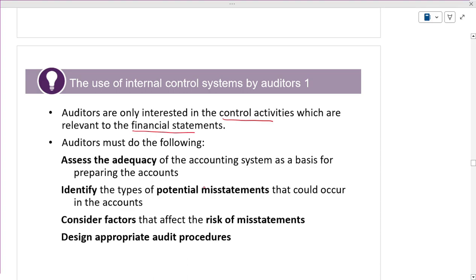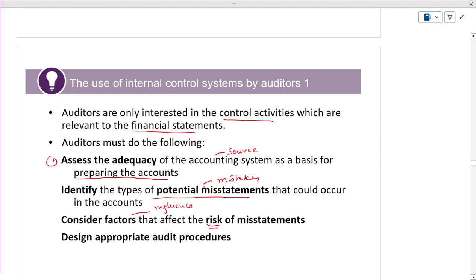Auditors have to assess the adequacy of the system: how you are preparing the accounts, what is the source of preparation of the financial statements, and what are the types of potential misstatements, that is, what potential mistakes can happen. Consider the different factors which will influence the risk as such.